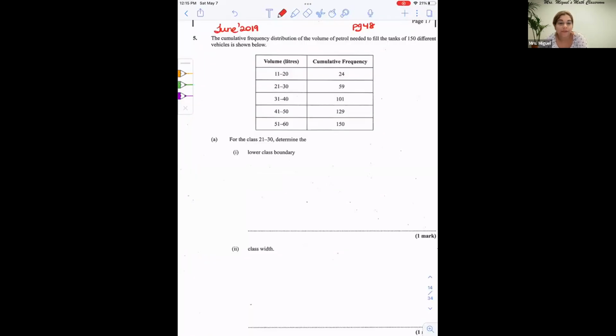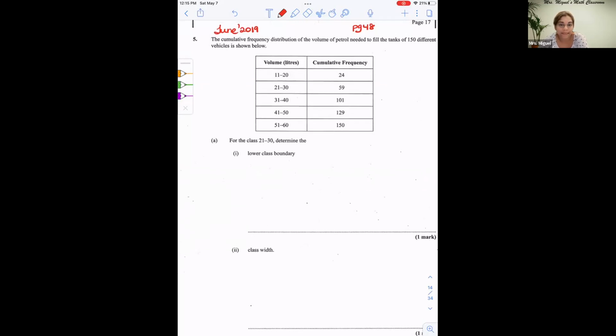The cumulative frequency distribution of the volume of petrol needed to fill the tank of 150 vehicles are shown below. Whenever CSEC brings cumulative frequency, I want you to extend your table and find frequency for me. So remember we did that from the curve. They could bring it from the curve or they could bring it from the table. So extend your table and find the frequency values.